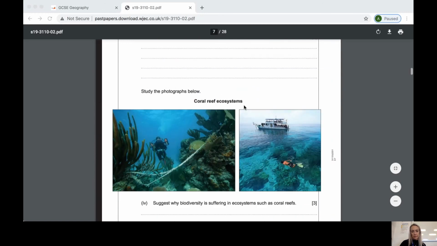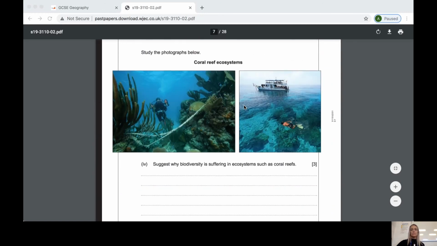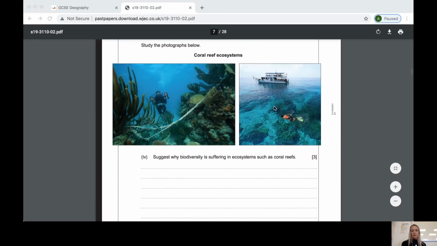Okay, moving down. So you've got two photographs here. Study the photographs of coral reef ecosystems and suggest why biodiversity is suffering in ecosystems such as coral reefs for 3 marks. Now, everyone tends to just write, oh, litter. You won't get any marks for just writing litter. You need to elaborate a little bit and describe what you mean. So 3 marks here. You could say something like the litter from the boat. So you need to say where it's coming from, because it's come from people, isn't it?